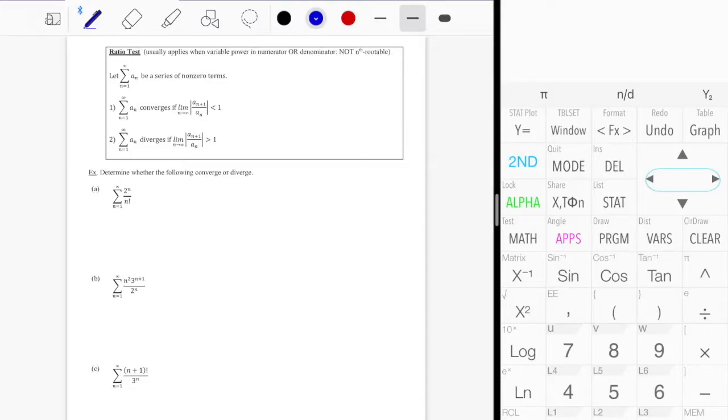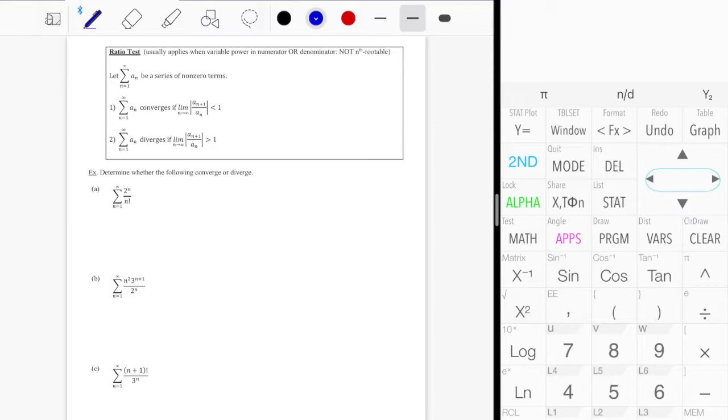Page 81, we're looking at the ratio test. So you look at the little blurb there. It usually applies when there is a variable power in the numerator or denominator, and I say it's not nth rootable. So you can't apply some sort of root to both the numerator and the denominator. You look at these examples in and of themselves, that little blurb may not make a whole ton of sense, but when you see the root test, you'll see the difference between the two. It'll start to make a little bit more sense.